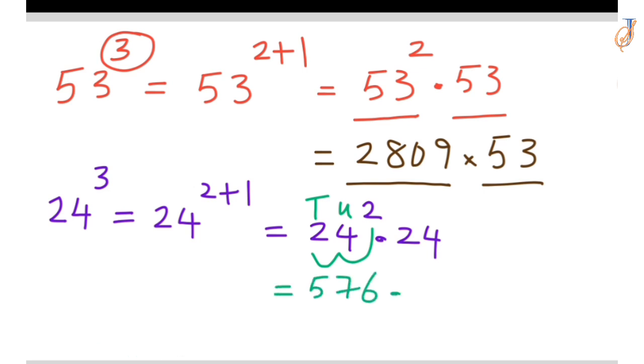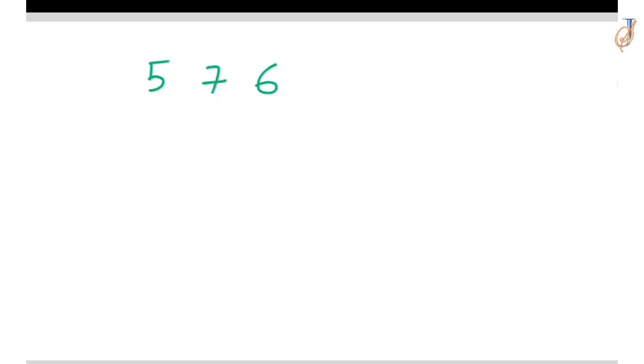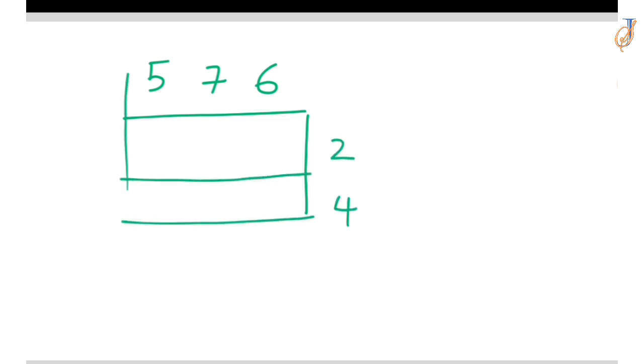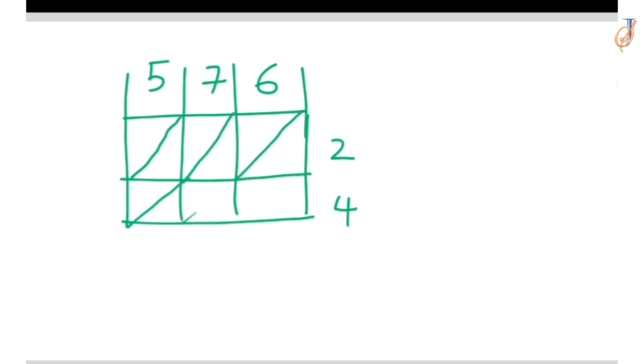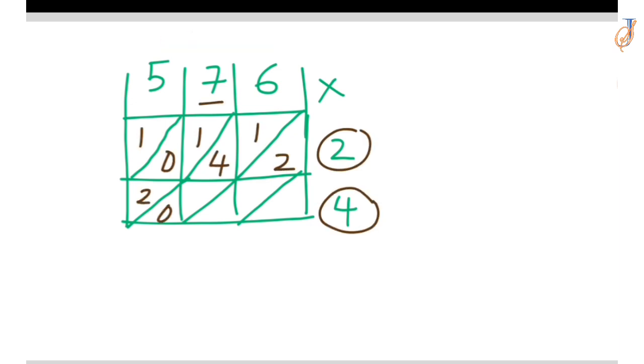576 times 24. So now we need to multiply these two numbers. So lay out the numbers horizontally and then vertically. And then draw the rows and columns. Then draw the diagonal lines into each box, splitting them into two spaces. Now multiply the numbers. So what you have to do now? Extend the diagonals, add the numbers. That's it.